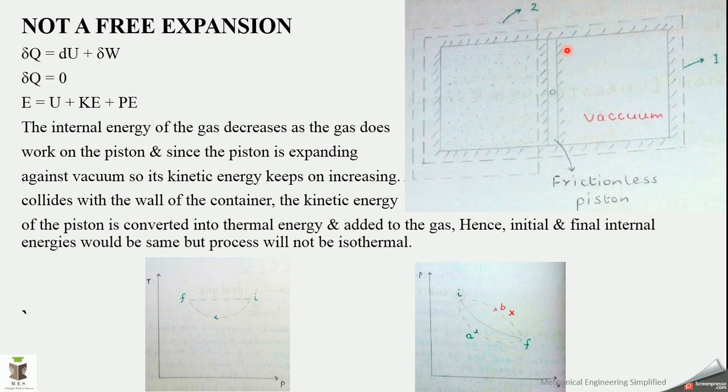So what happens when this piston starts moving, its kinetic energy keeps on increasing, and the internal energy of the system keeps on decreasing, because the kinetic energy of the piston is acquired from the internal energy of the gas molecules, since we are not providing any external energy. And finally when this piston hits the wall of the container, its kinetic energy decreases, and that energy is again added to the system as internal energy.